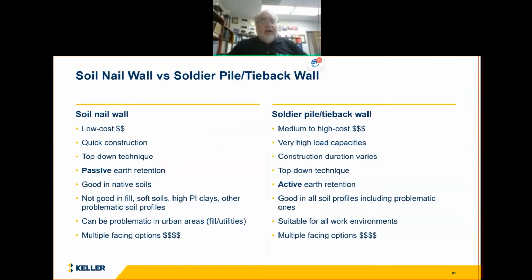So as far as cost goes, in an analysis between soldier piles and tieback walls and soil nail walls, you see that these are the different things that you have to consider. Soil nailing is typically cheaper as long as you don't put a real expensive facing on there. It's also very quick. They're both top-down techniques. One is a passive technique and the other is an active technique.